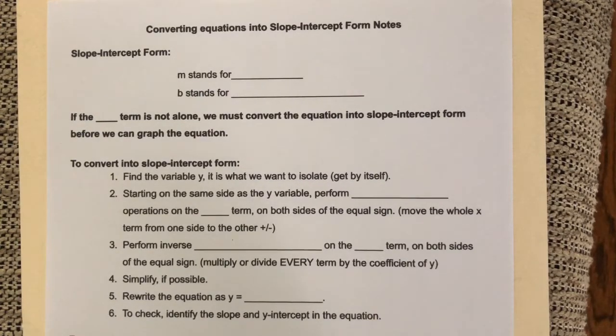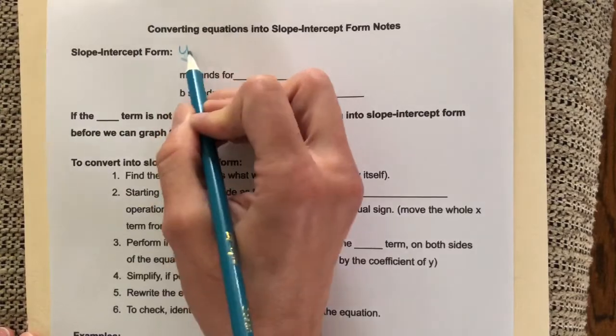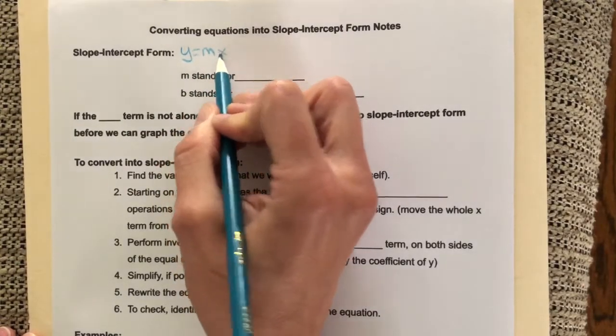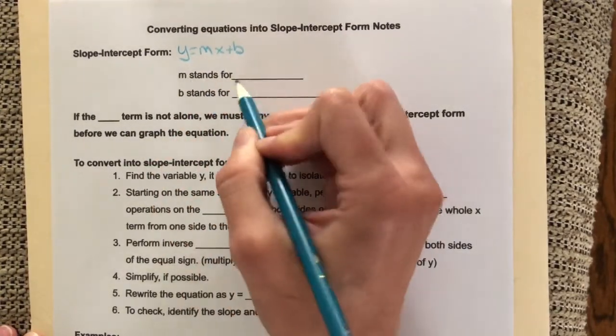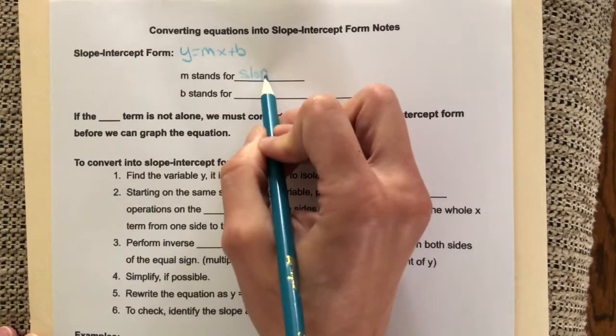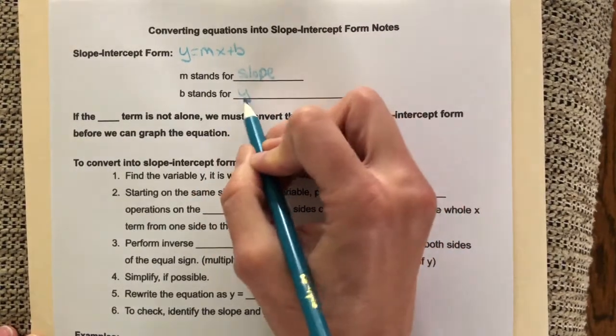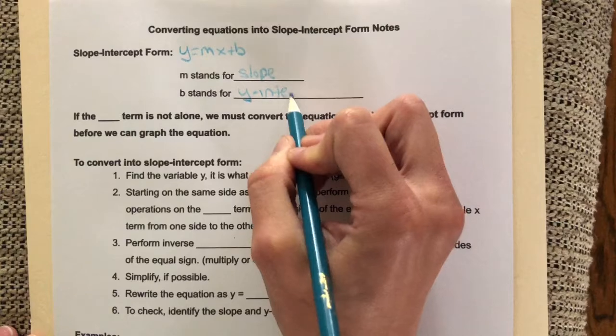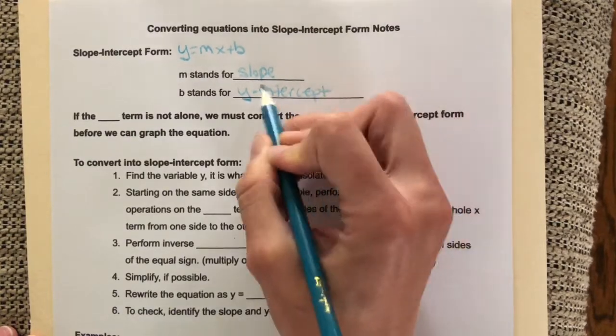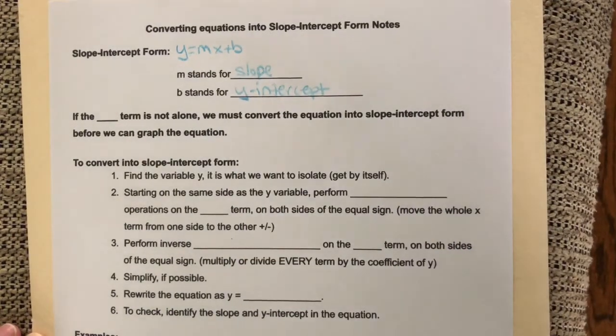So that is when your x and your y variables are actually on the same side to start. So we know that slope-intercept form is y is equal to mx plus b, where m stands for the slope and b stands for the y-intercept. So this is nothing new. This is what we've been talking about for the last couple of weeks.